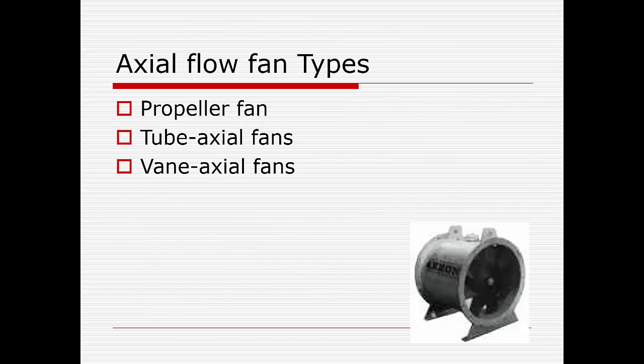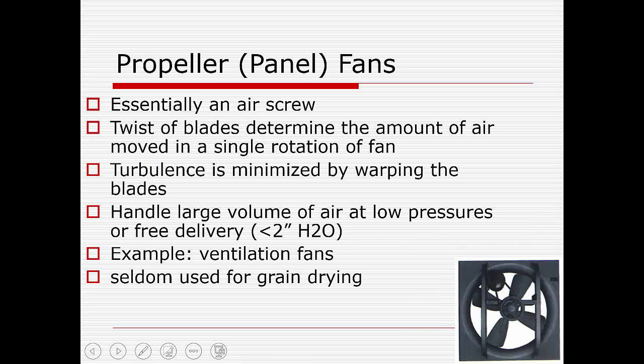The axial flow fan has three major types. The propeller fan is almost like the fan in front of a helicopter or a turbojet plane, and it is typically used for ventilation. There are two other fans, the tube axial and the vane axial. For the propeller fan, here you can see a fan that's swinging. Here is a motor that is spinning the fan.